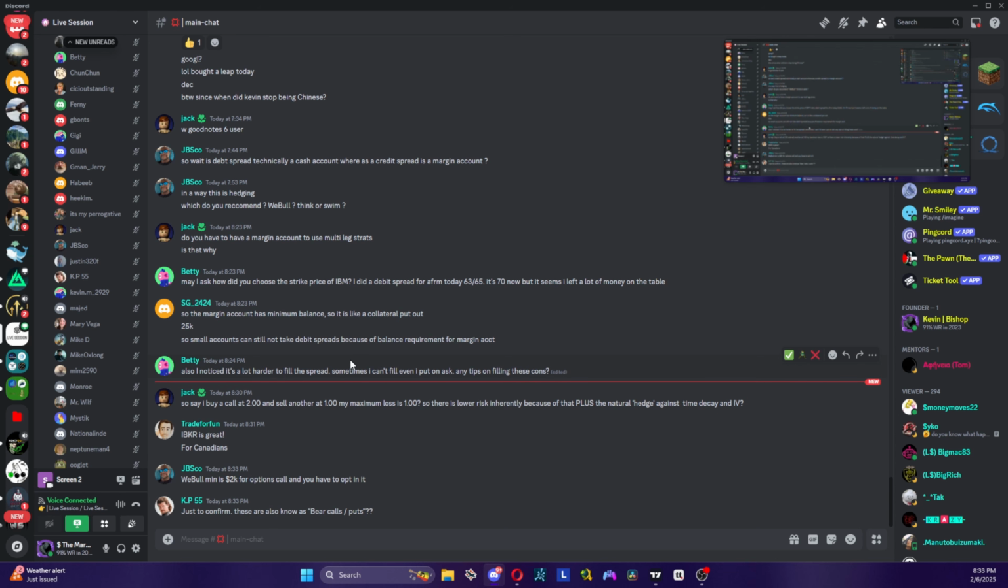Also, I notice it's a lot harder to fill a spread. Sometimes I can't fill even if I put the ask. Any tips on filling these? Well, absolutely. When you trade any type of spread, it is going to be a little bit harder to enter versus just entering one option, because you're dealing with two option prices, right? So one thing you want to look at is obviously the platform you're using, because Robinhood makes it a little bit harder to enter into debit spreads.